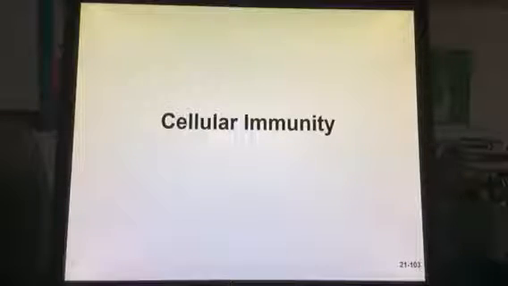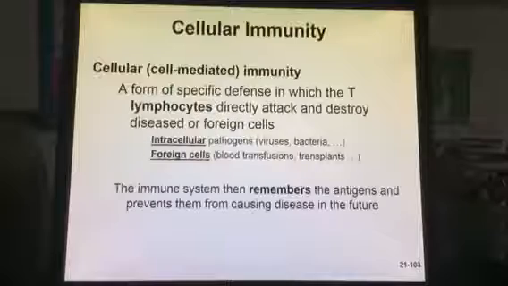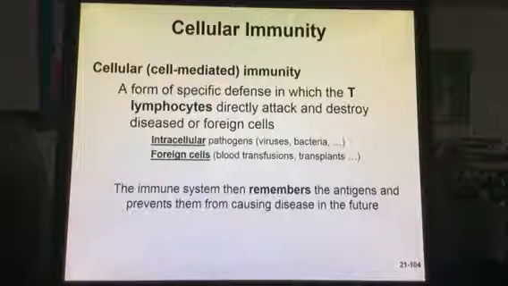This video is going to focus on the first type of immunity, which is cellular immunity, and then there'll be a second video about humoral. So cellular or cell-mediated immunity is the type of immunity, remember now we're at the specific defense, the type of immunity which is forming a specific defense from T lymphocytes that directly attack and destroy diseased or foreign cells. So it is a cell that is directly attacking another cell. Okay, so that's easy to remember that it's cellular immunity.